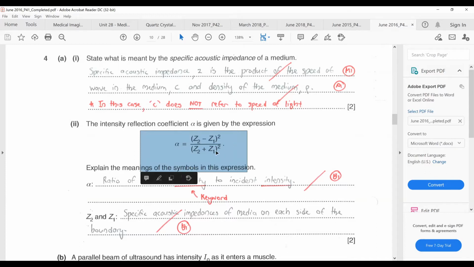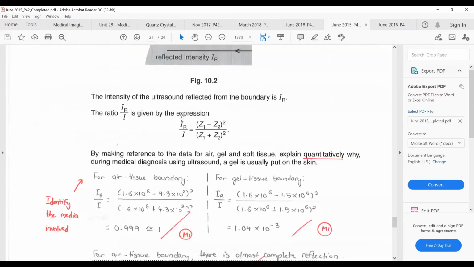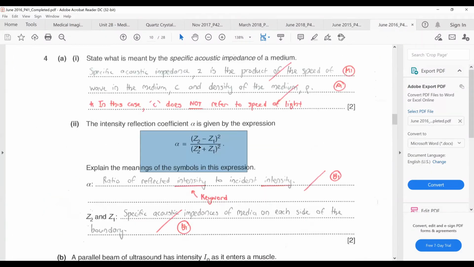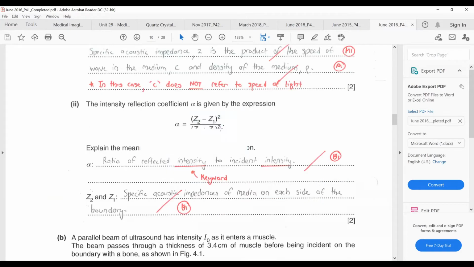Now then after that they ask you the intensity reflection coefficient alpha is given by this expression. Z2 minus Z1 square over Z2 plus Z1 square. You see, even here, they also sometimes are not consistent. Previously, it was Z1 minus Z2 square over Z1 plus Z2 square. Now this one is the other way around, Z2 minus Z1 square over Z2 plus Z1 square. So it actually doesn't matter.